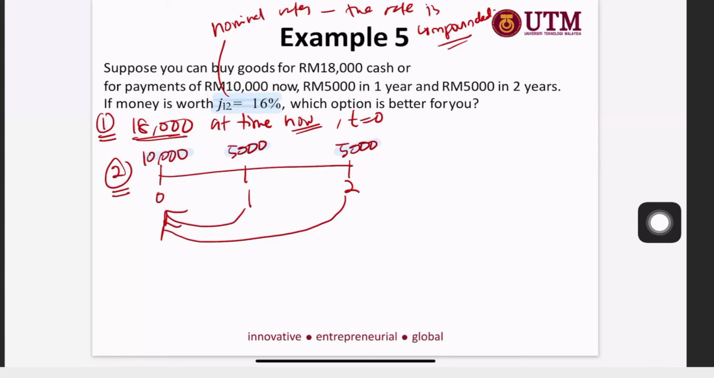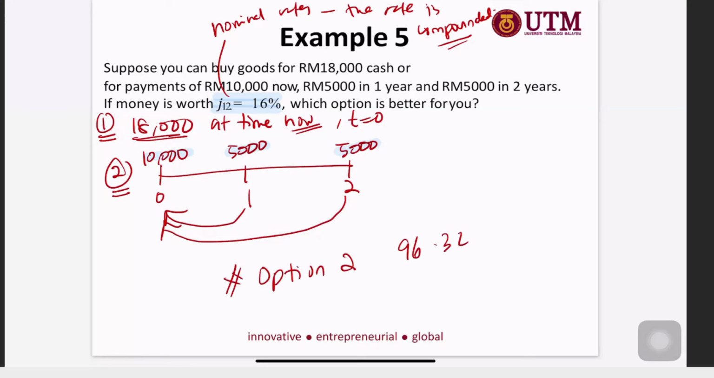Who is still confused? Just ask me questions. Okay, Behua, have you got the answer? So what's your answer? Which option would you choose? I choose number 2. Okay, why? Less than the 18,000. Not 96.34, the difference, right? Okay, so it's correct, option 2. But why is it option 2? The difference should be 96.34.